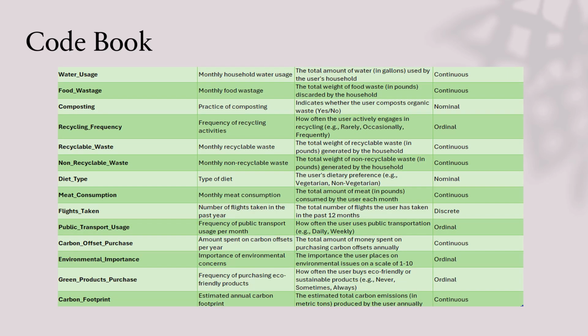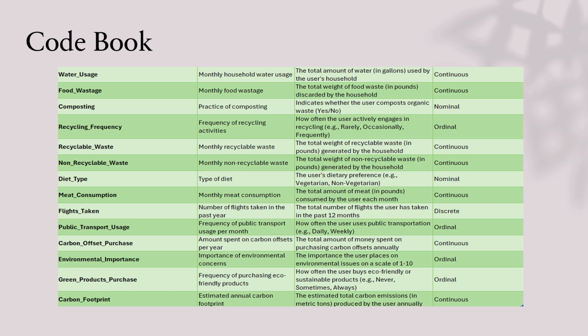In water usage, we see the amount of water used by the user on a monthly basis in gallons. On food wastage, we see the amount of food wasted by the user on a monthly basis in pounds, and we track if the user is composting, so even if they are being wasteful, are they being sustainable about it. And in the recycling frequency, we can see how often the user recycles, so we could make suggestions if they're not recycling very often.